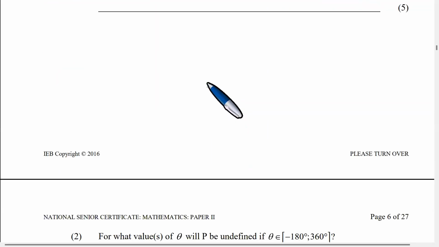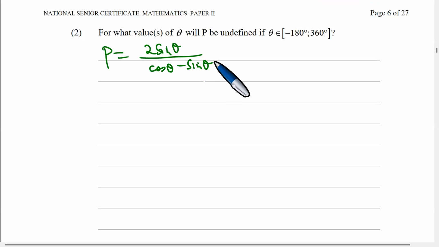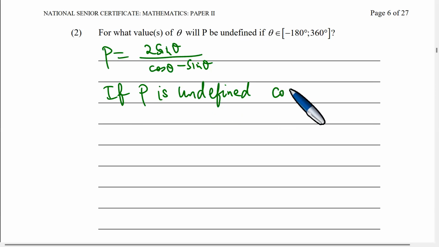Let's write down P. P is 2 sine theta divided by cosine theta minus sine theta. This is P. And then they're saying for what values of theta will P be undefined? So if P is undefined, obviously P is undefined when the denominator is equal to 0, which means it is when cosine theta minus sine of theta is 0.